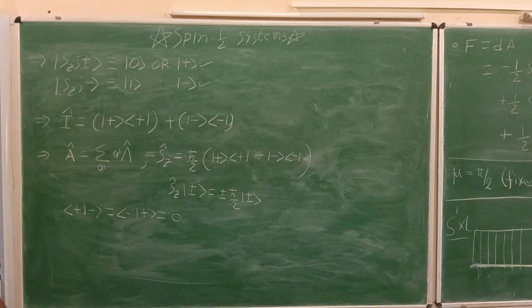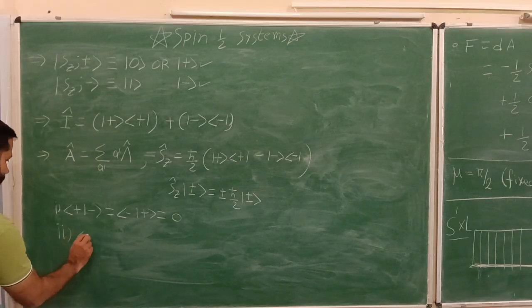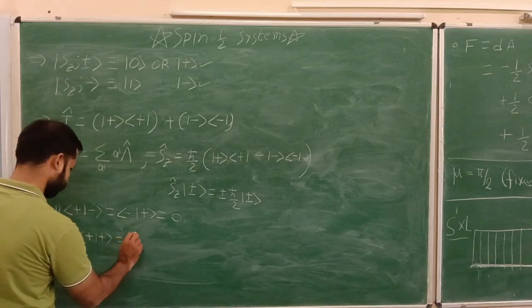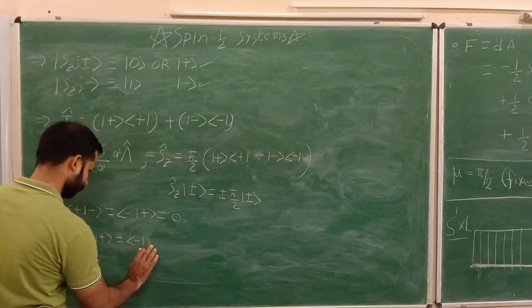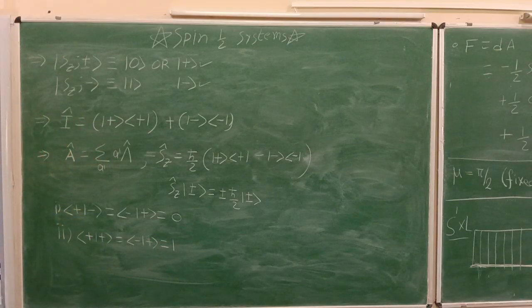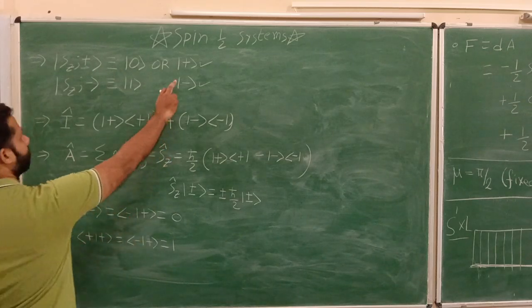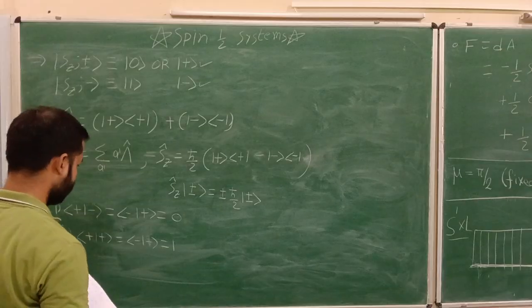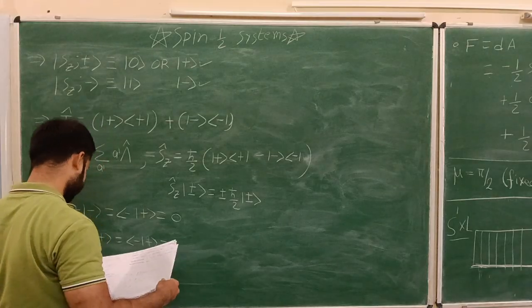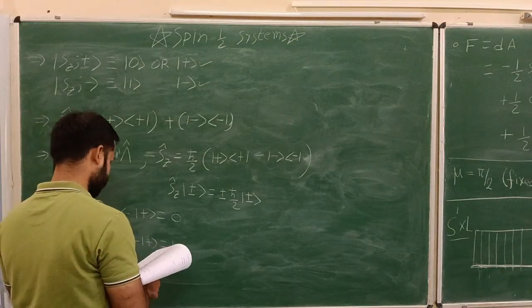They don't overlap. The inner product is 0. They are normalized states. This is one. Another natural question is, can I go from state plus to state minus, or from state minus to state plus? So the answer is yes. You can try and see.